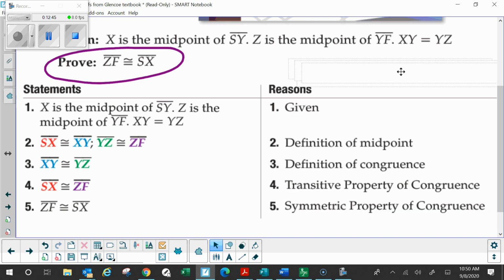Do you see how those two are just switched around? SX is congruent to ZF, and then ZF is congruent to SX. That is the symmetric property. Remember, they were just flipped around.